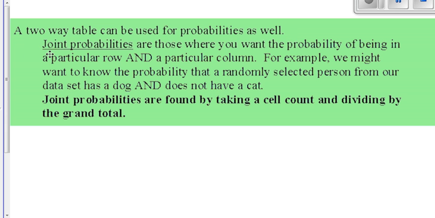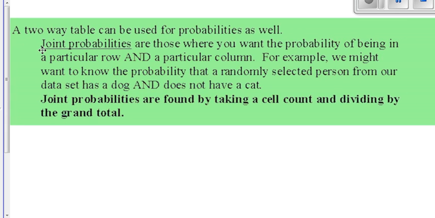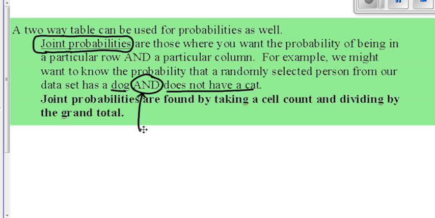So the first kind of probability I could ask you based on a two-way table is something called a joint probability question. Joint probabilities, so there's your vocab, is where you want the probability of being in one particular row and also in one particular column. So an example of that for our data is we might want to know the probability of a person in our group having a dog and not having a cat. So joint probabilities are going to include this word "and", and the way that you find them in a table is by taking one of the cells. Now a cell is just one of those little boxes, and you're going to divide by the grand total.